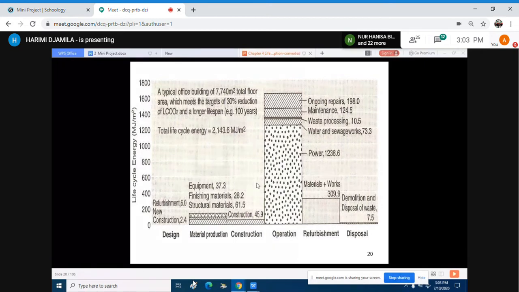So it's interesting to have such information. You already know where you have used most of the energy. Next time, if you want to construct a new building, you can always know which part you are supposed to reduce the amount of energy. The design is not that high, but still should be considered. You observe in operation, even waste and sewage works is included in the calculation.